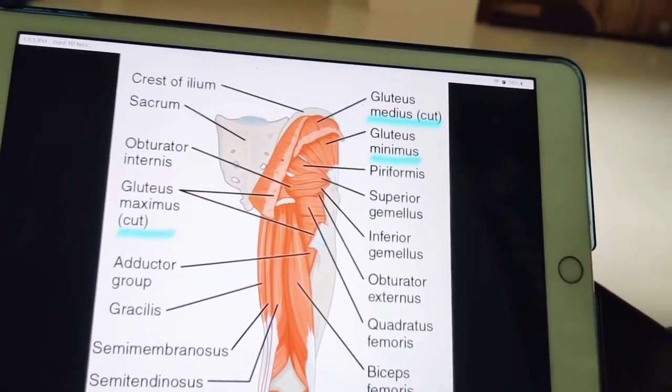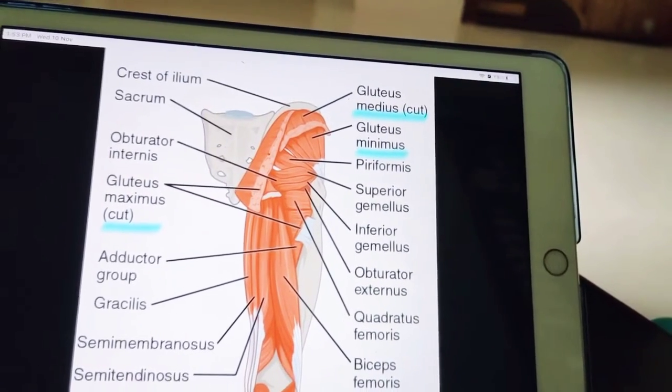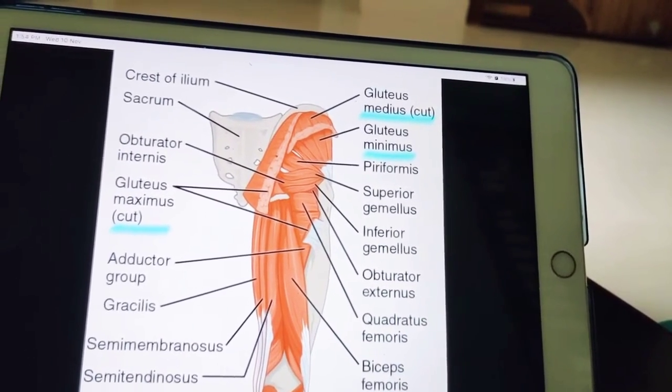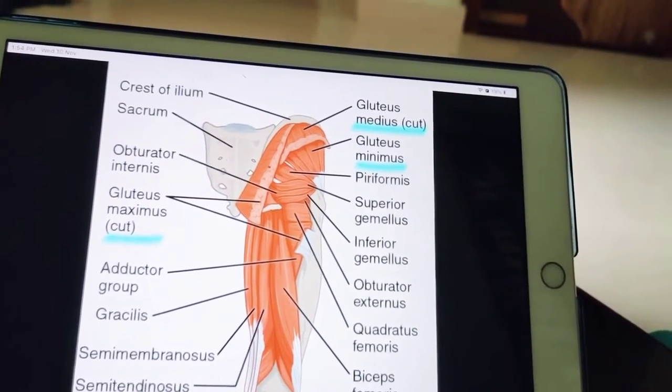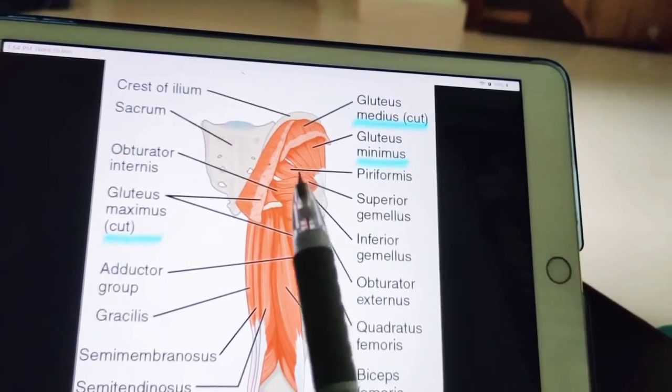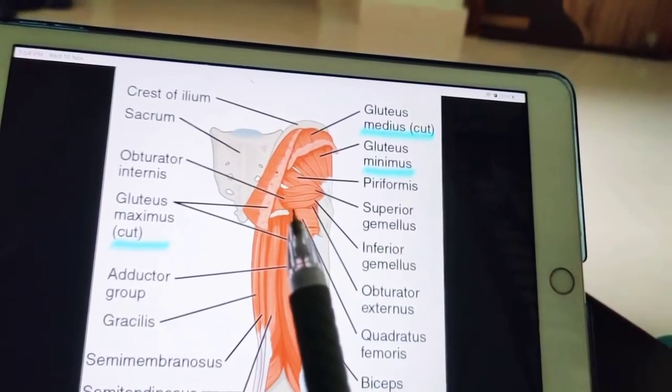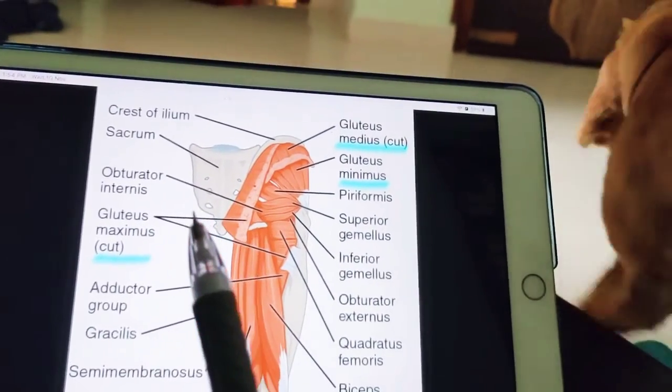So what is the main action of the muscles of the gluteal region? We have these muscles. The 10 muscles of the gluteal region form only 3 functional groups. The gluteus maximus is the chief extensor of the thigh. So the chief extensor of the thigh is the gluteus maximus muscle.